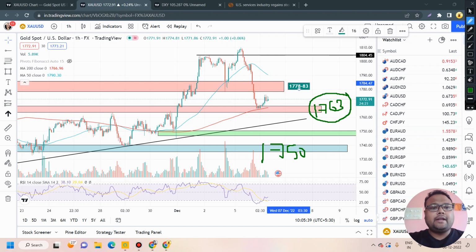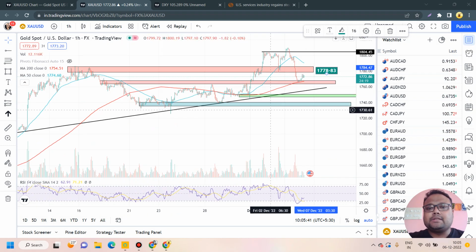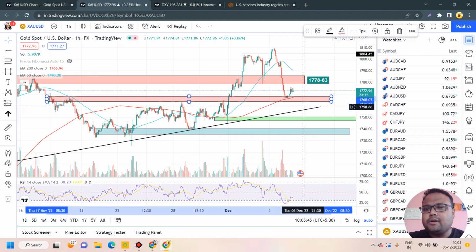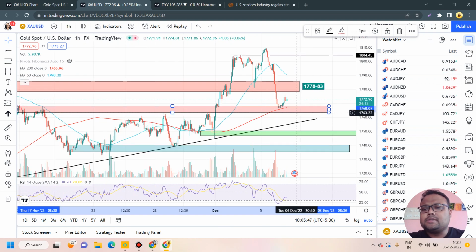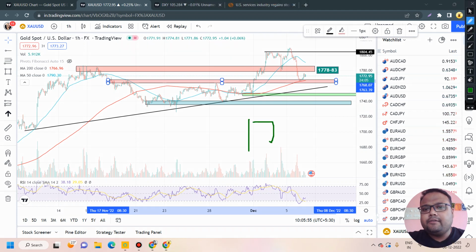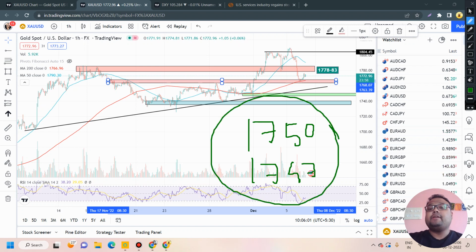trend line, because the trend line we can see acting as a dynamic support for the market. So this is a very weak support. Trend line is more or less a good support that we can see. But apart from that, we have also good support around 1750. Okay, 1750 to 1747. So why 1750 to 1747?